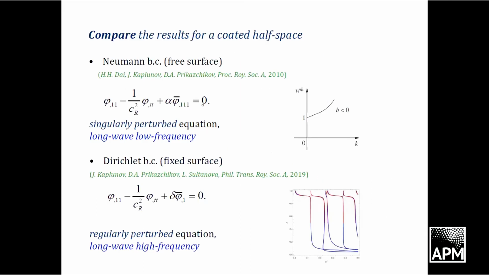And finally, I wanted to compare the results for two types of boundary conditions. So if we have a free surface and fixed surface. So this is a known result from 2010 for a free surface. And as you see, it was a singularly perturbed hyperbolic equation on the surface. So this was a singular perturbation, and this was associated with the long wave low frequency limit. Whereas now when we have fixed surface, it is a different one. It will become a regular perturbation here, and this is associated with a long wave high frequency approximation.